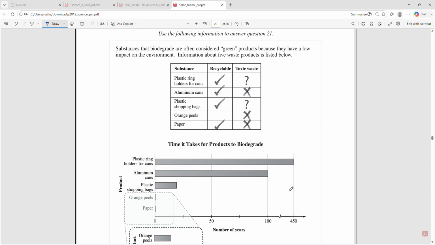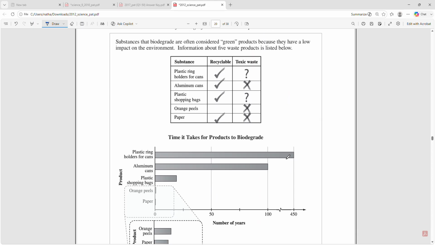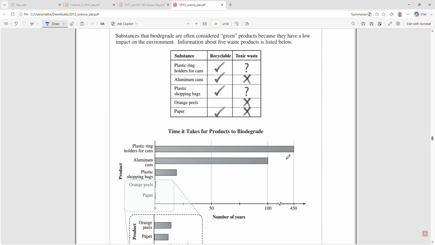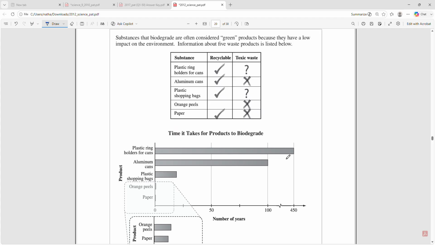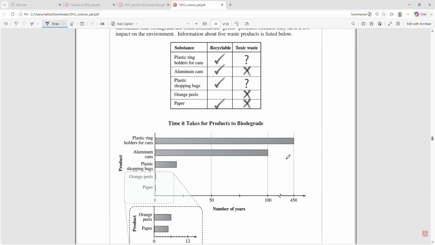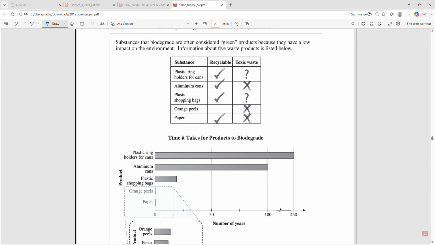Okay, substances that biodegrade are often considered green products because they have a low impact on the environment. Information about 5 waste products is listed below: a plastic ring, aluminum cans, plastic shopping bags, orange peels, and paper. And they're either recyclable, and are they toxic? This one we don't know. This one is not toxic. This one we're uncertain. This is not toxic, not toxic. Okay, so there's some information about those.